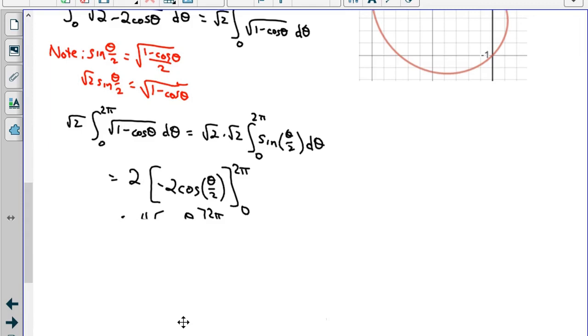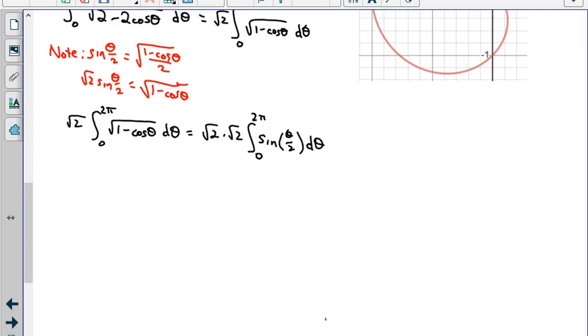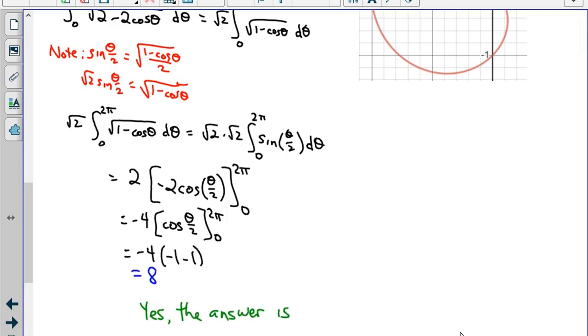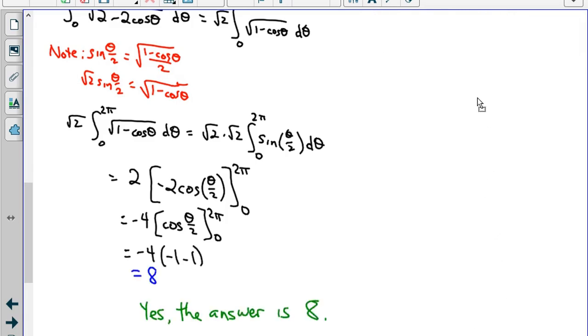And that's evaluated from 0 to 2 pi. I'm just going to multiply that negative 2 to the outside to make calculations a little simpler. And then I end up with negative 1 minus 1. So negative 4 times negative 2 is 8. And yes, the answer is 8.